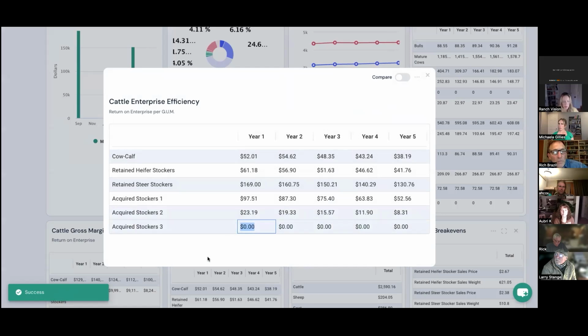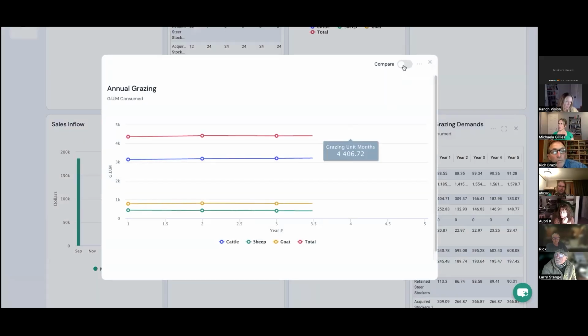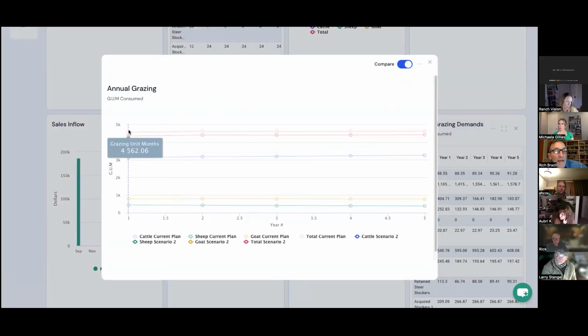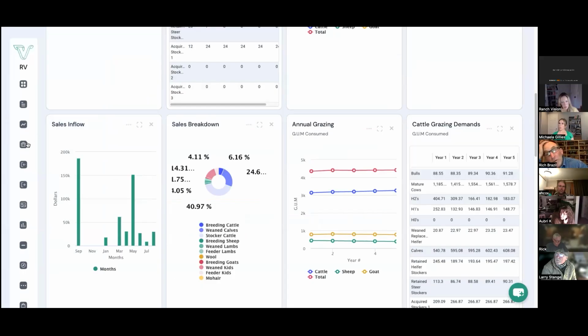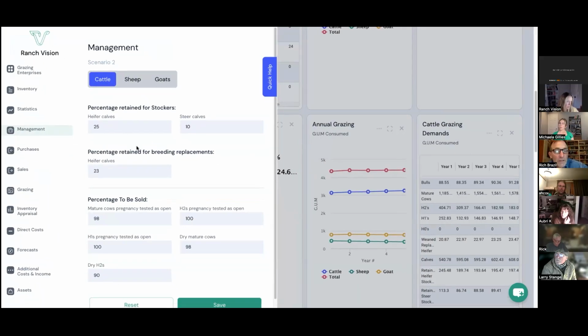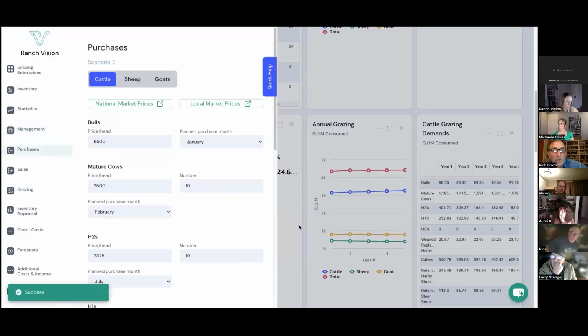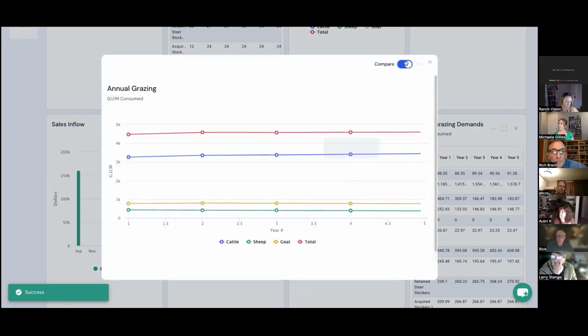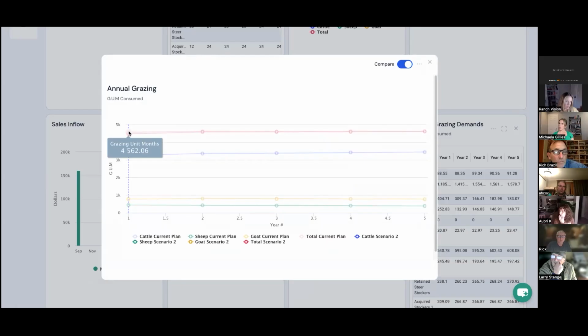You said the best way would be to retain more steer stalkers for this ranch. Okay. But if you wanted to do that, let's just go ahead and go to management. And let's say 30% of our steers, and we'll see where that takes us. Okay, so I'm going to see your receipt. Wow. Yeah, so still under a little bit. So let's take 35%.